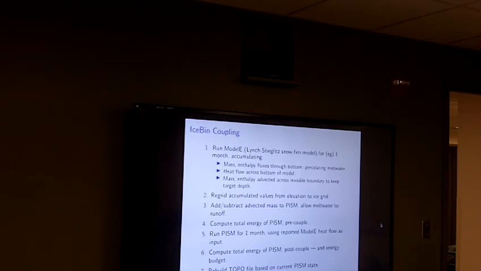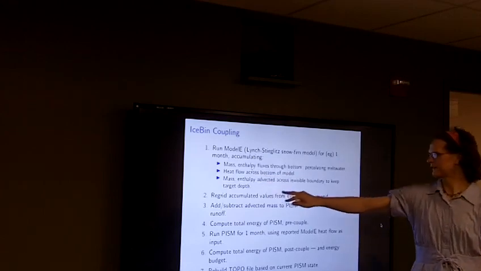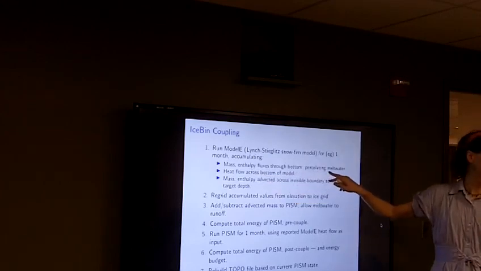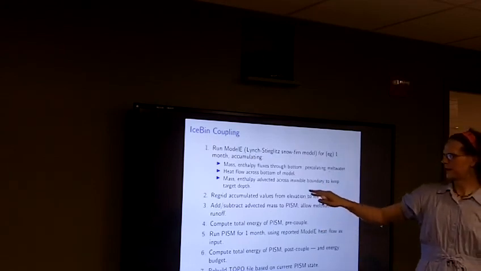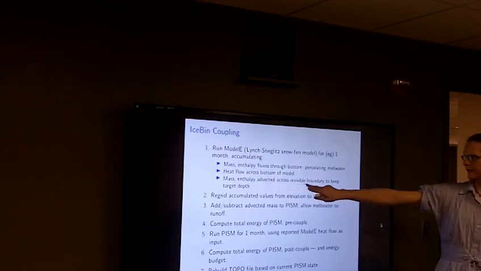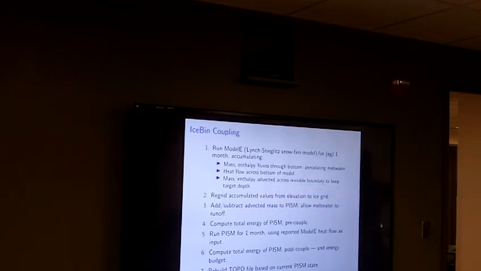Okay, so now the final coupling. Here's what we do. We're going to run ModelE. We're going to accumulate a bunch of fluxes: mass and enthalpy fluxes to the bottom, heat flow across the bottom of the model. And then we're going to advect mass across this invisible boundary as needed to keep this layer 15 meters thick. Unless there's no ice below, then we let it melt. Then it's no longer part of two-way coupling.